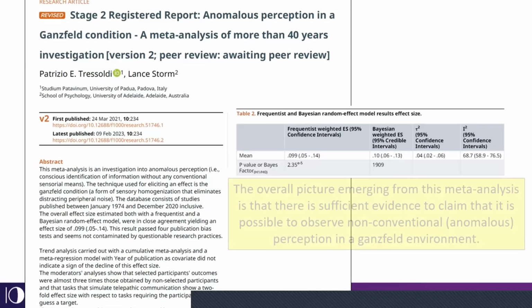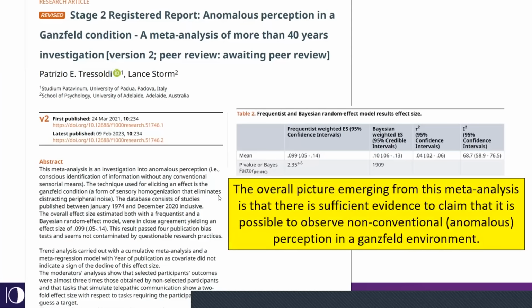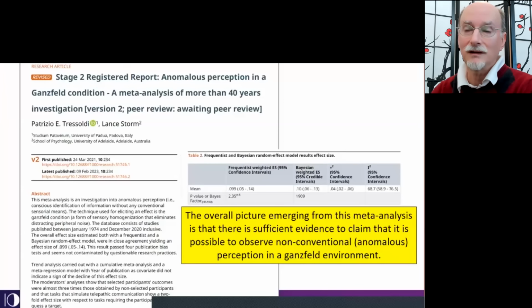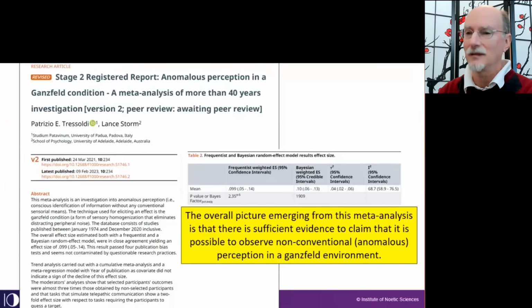So the overall picture emerging from this particular meta-analysis is that there is sufficient evidence to claim that it is possible to observe non-conventional anomalous perception in a Ganzfeld environment. Again, said in academic terms to make it nice and clean, but they're talking about telepathy.